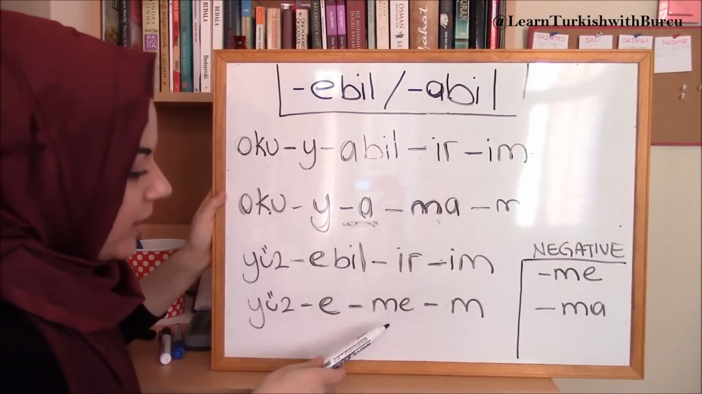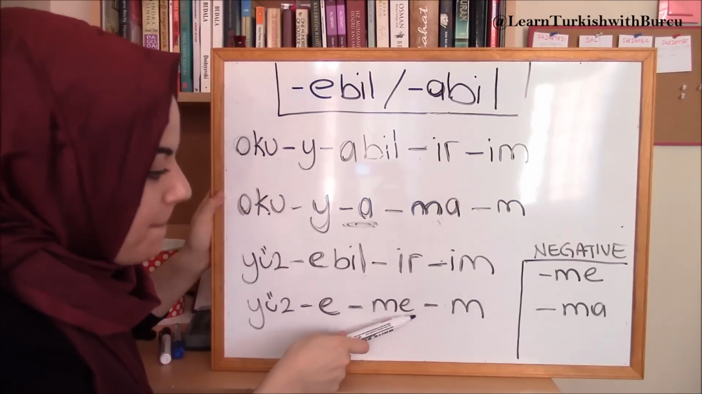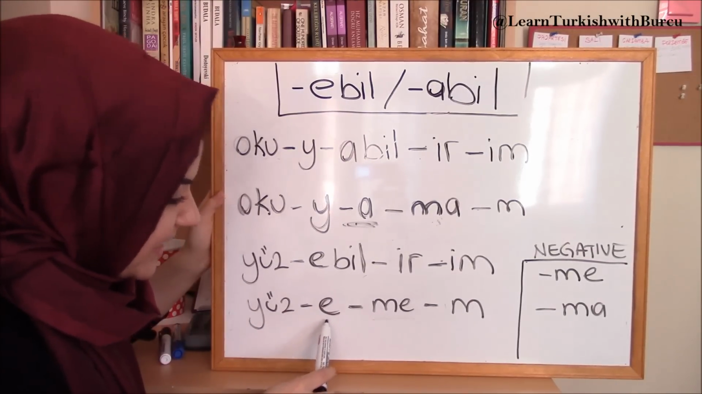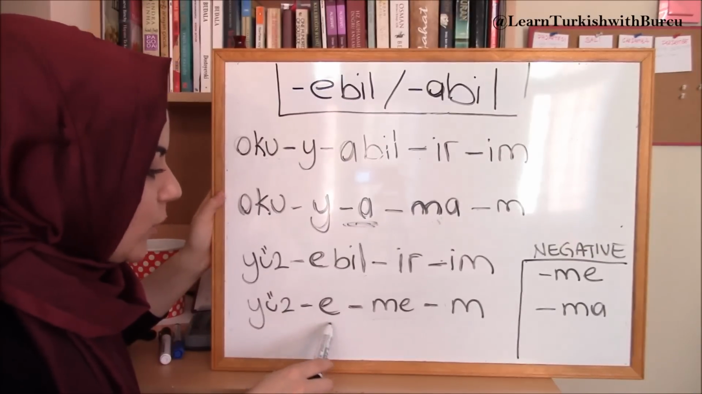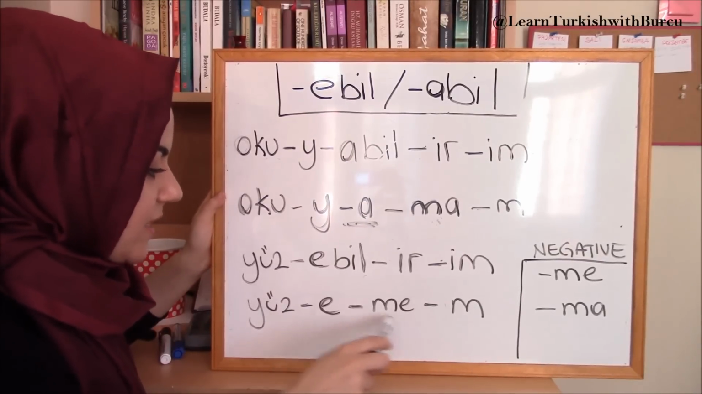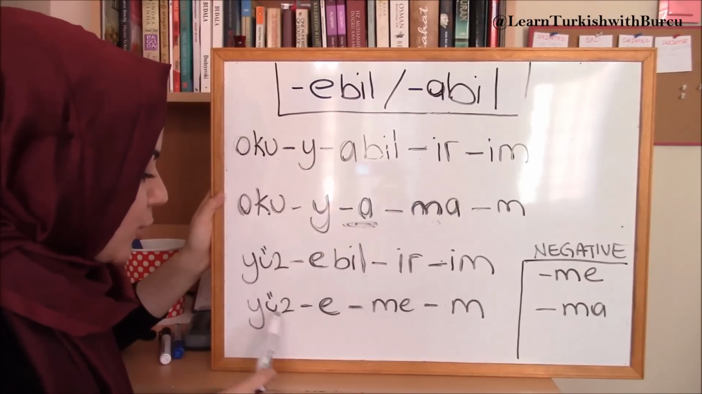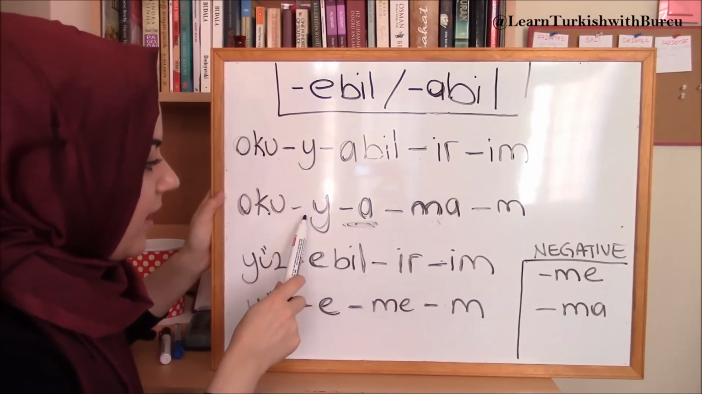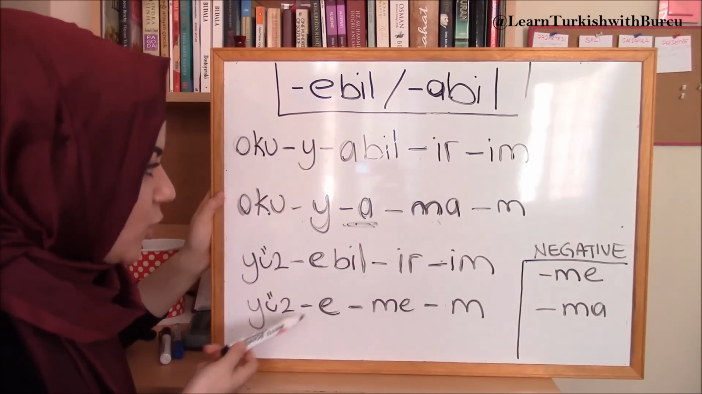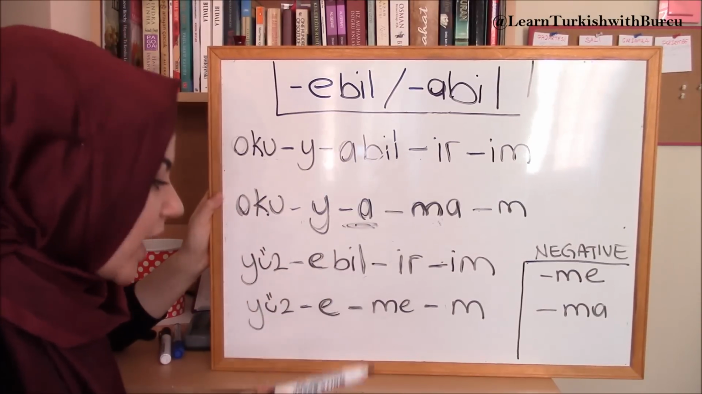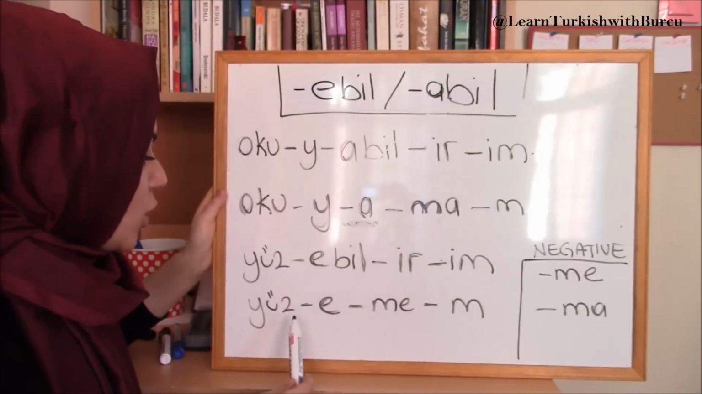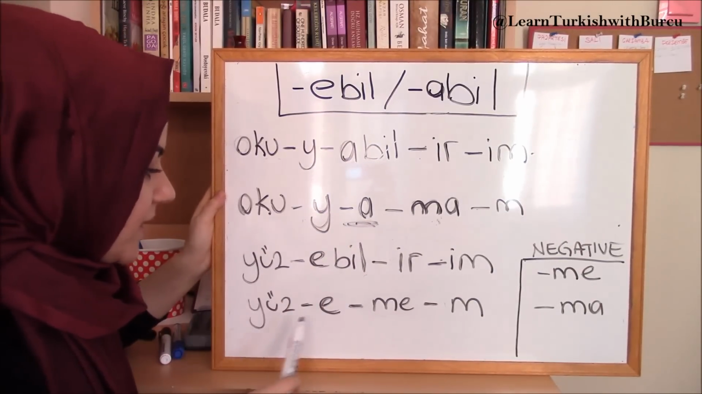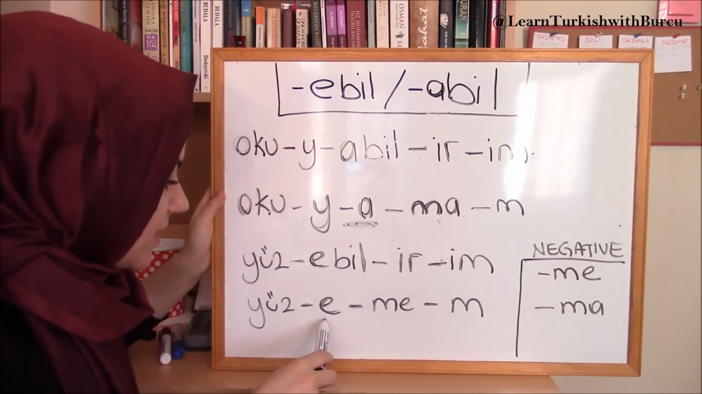Okay, let's go on with this one. Again, here I chose me this time because the previous vowel is e. So we use me, the negative suffix. We use the root of the verb, yüze. This time we don't have any linking sound, as you can see, because we don't have two vowels coming together, so no need for a linking sound. So we just add the ability suffix directly. Still, it's a suffix.